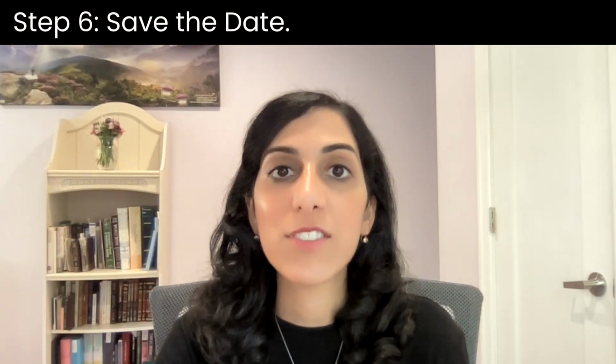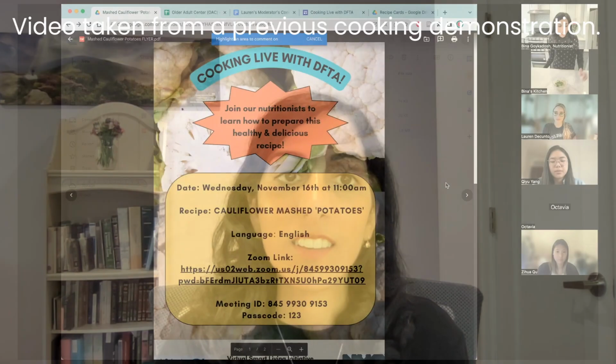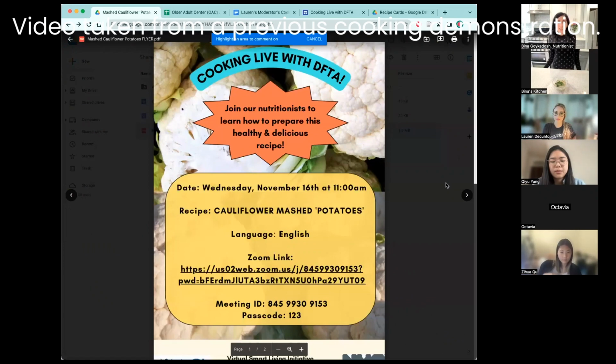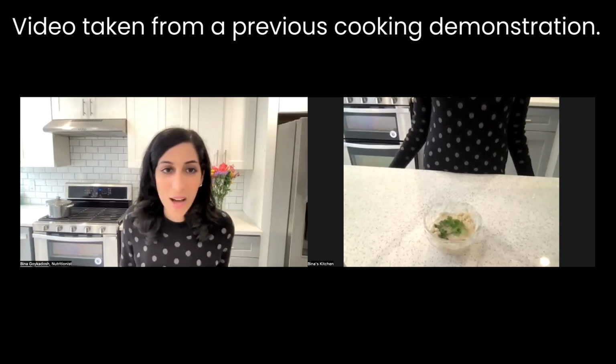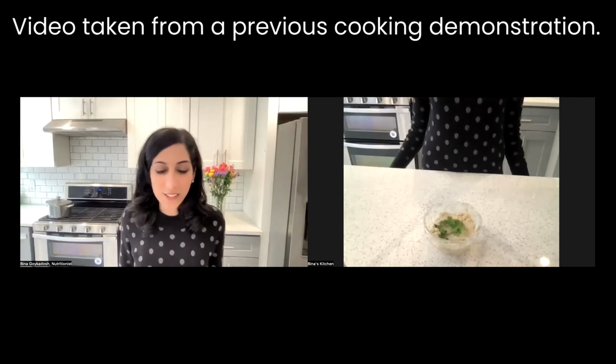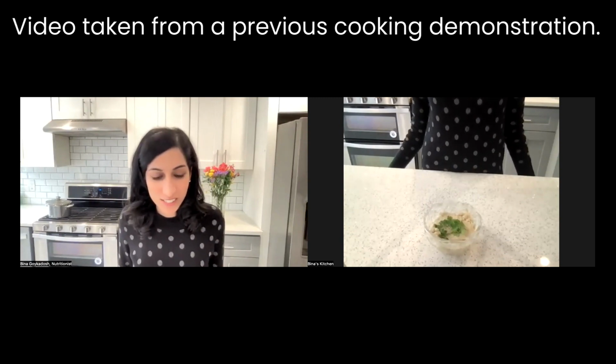Step 6, save the date. Announce details of the next cooking demos so that centers can mark it into their calendars. And also, please save the date for our December cooking demo on December 14th, Wednesday at 11 a.m. The recipe that we'll be doing is beef egg drop soup, and that cooking demo will be in English and in Cantonese. So please tell your Cantonese speaking friends about it, and please mark that into your calendars.